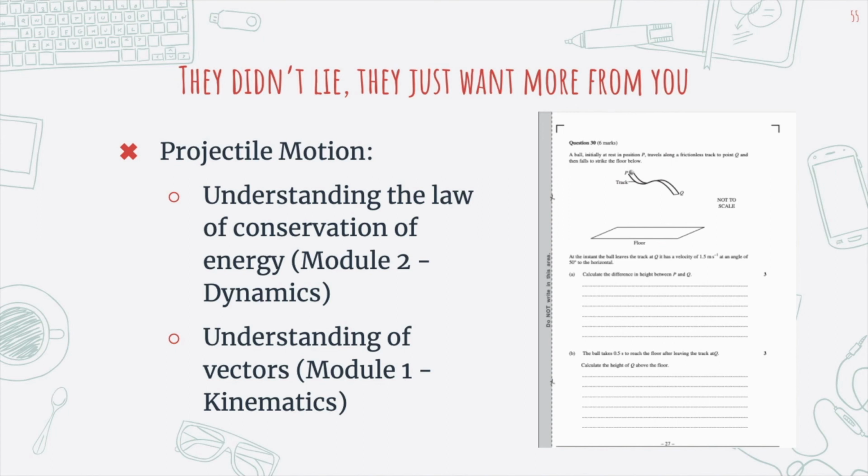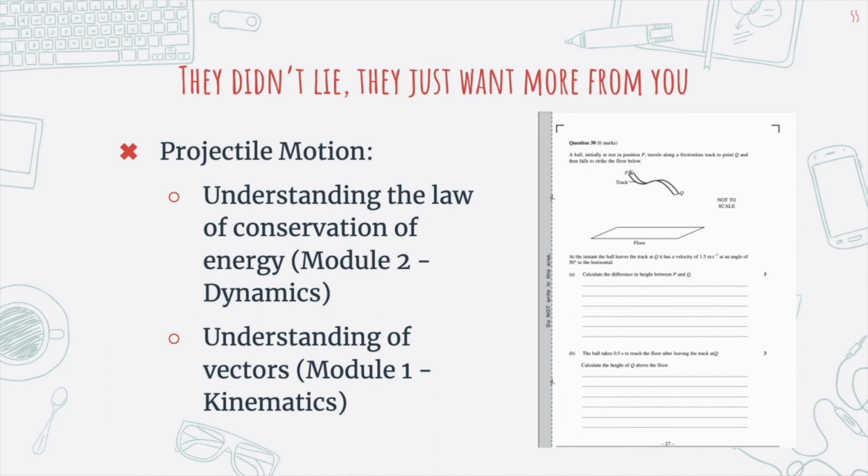It wanted us to draw in information from previous modules to assist with answering a question from Module 5. So, Part A asks us to calculate the difference in height between P and Q, and in order to do so, we needed to have an understanding of the law of conservation of energy, which was all the way back in Year 11, Module 2, Dynamics. So it's really challenging us to draw on our prior learning, and even though it isn't explicitly assessing that Module 2 outcome, you do require an understanding of the earlier work in the Year 11 syllabus.